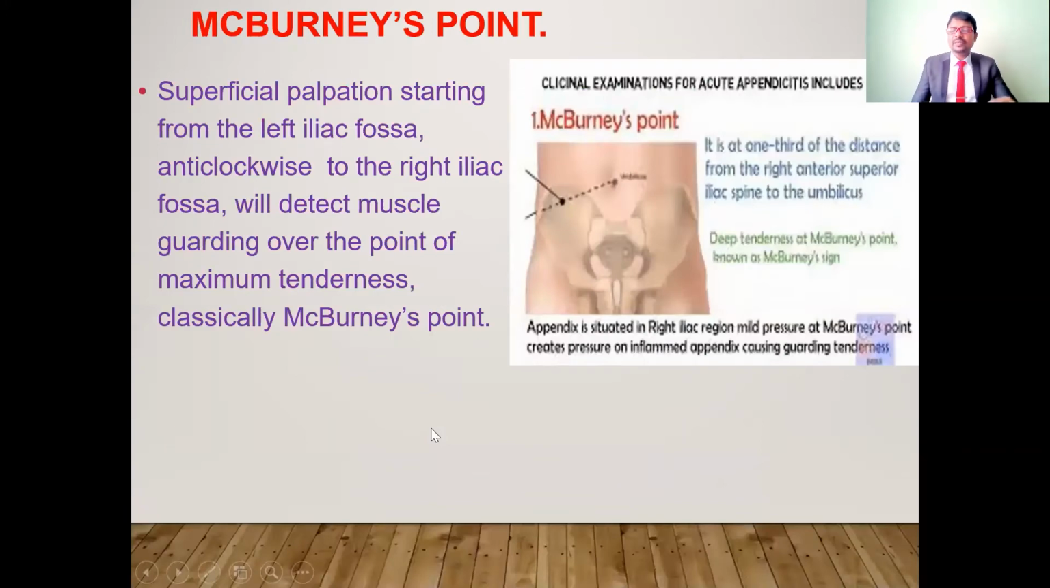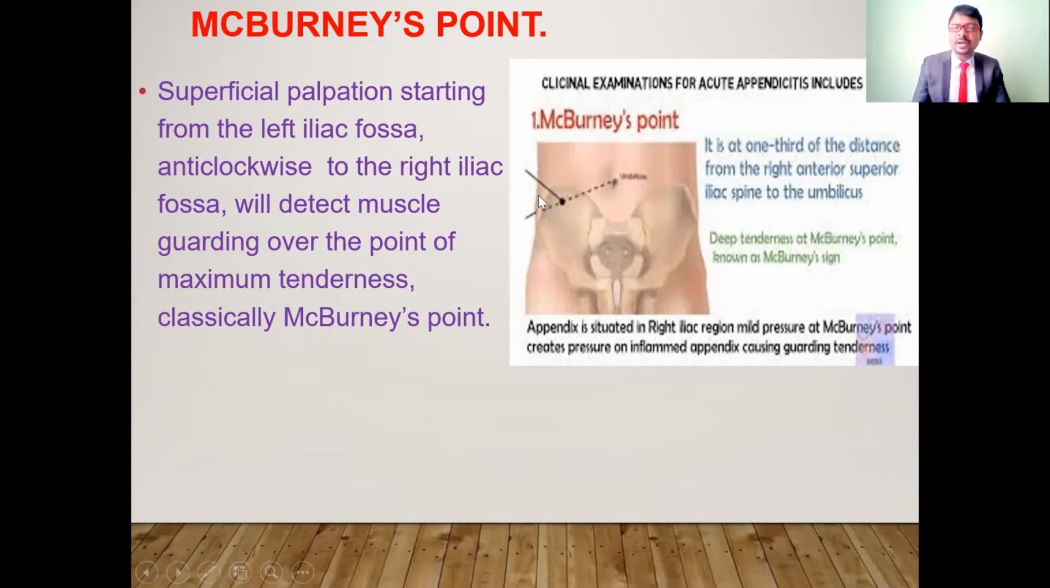So how are we going to identify these signs? The first one is the McBurney point. What is the McBurney point? If you draw a line from the anterior superior iliac spine, the ASIS, to the umbilicus, where the line intersects, the pain is going to be severe there. Especially in the right iliac region, the pain will be there.